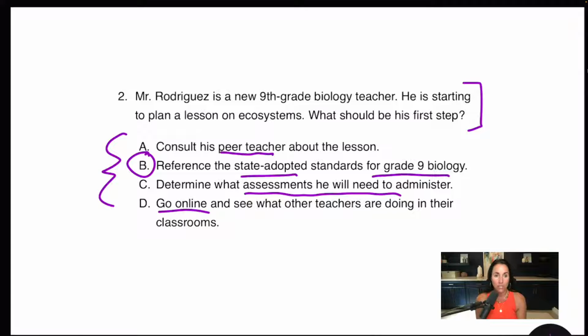Let's go to the question. Mr. Rodriguez is a new 9th grade biology teacher. He is starting to plan a lesson on ecosystems. What would be his first step? Couple of things here. First step. First step is to reference the state adopted standards.